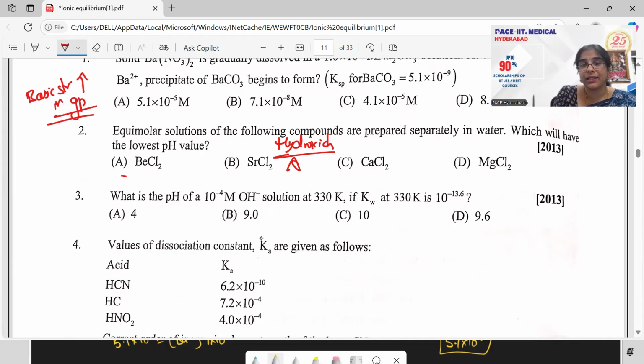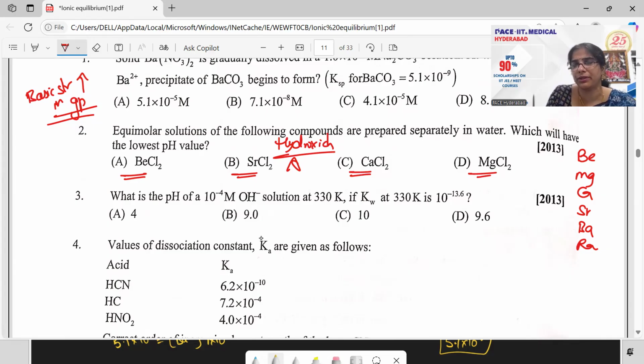Because do you observe one thing? All of these are your group 2 elements. Group 2 elements, all of the hydroxides I talk about because I'm talking about preparing it in water, right? So basic strength will always increase in the group. And hydroxides, as I can see, increase in the group. So beryllium, magnesium, calcium, strontium, barium, and radium, out of which our 4 given things include strontium.